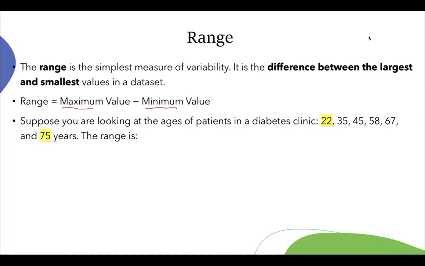So imagine you have patients at a diabetes clinic, and your youngest patient is 22 and your oldest patient is 75. The range is the difference between the oldest and the youngest. So taking 75 minus 22, you get 53 years. That is the range. The range doesn't tell you anything about what's going on in between those values. So you don't know anything about these other numbers in the data set when you look at the range.